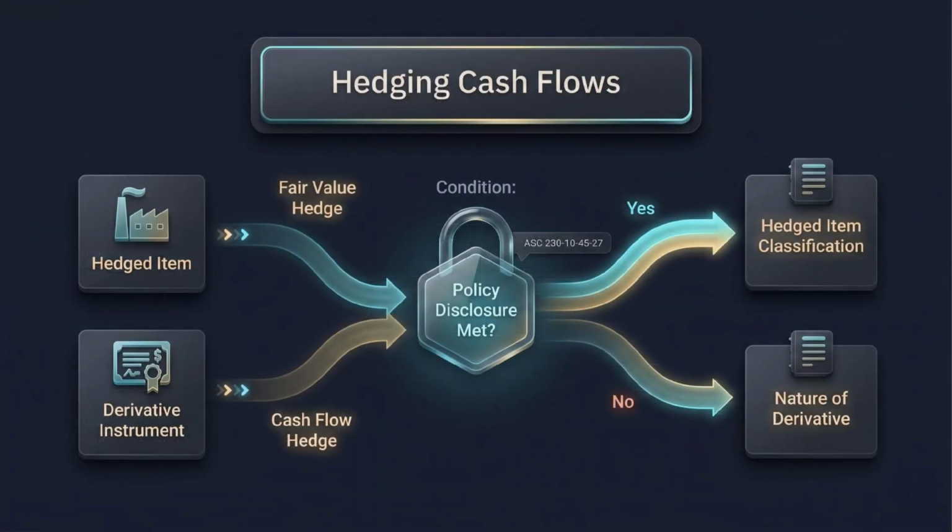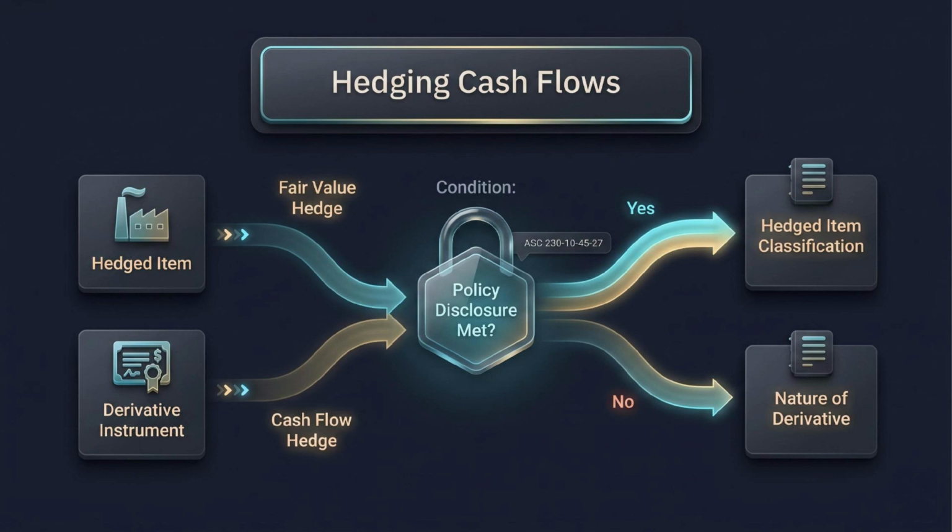Let us move to hedging cash flows. Under ASC 230, cash flows from derivative instruments accounted for as fair value hedges or cash flow hedges may often be classified in the same category as the cash flows from the hedged item. This alignment avoids a mismatch. For example, if a derivative is hedging an investing activity, it may make sense for the related hedge cash flows to follow the hedged item rather than appear somewhere unrelated.